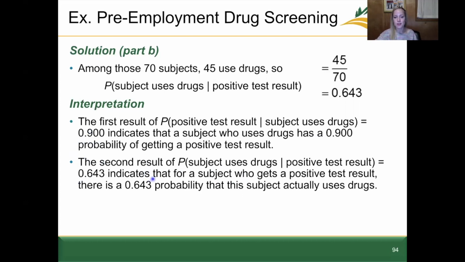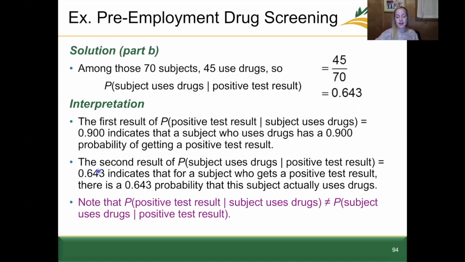The wording is really important. These are different questions that were answered here. In other words, note that the probability of somebody getting a positive test result contingent on them actually using drugs does not equal the probability of a subject actually using drugs contingent on them getting a positive test result. In other words, here in part A, out of all the subjects that use drugs, there's a 0.9 probability they'll get a positive test result.